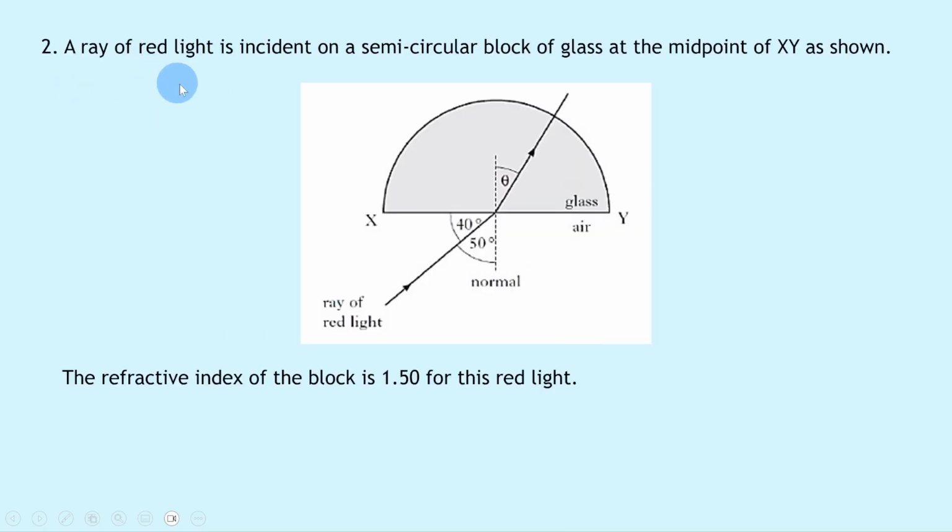Lastly, question 2 says a ray of red light is incident on a semicircular block of glass at the midpoint of XY as shown. So there's our semicircular block, there's XY, and there's where the light enters XY at the midpoint.